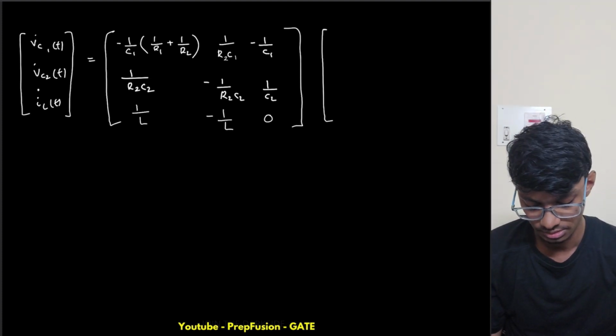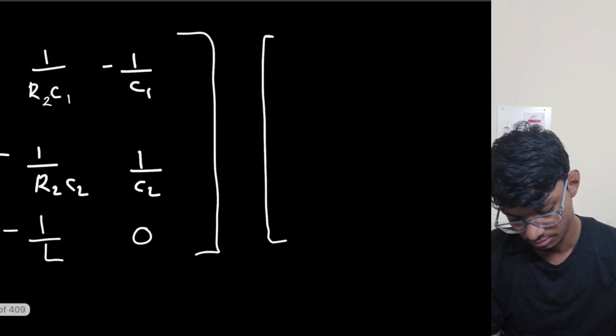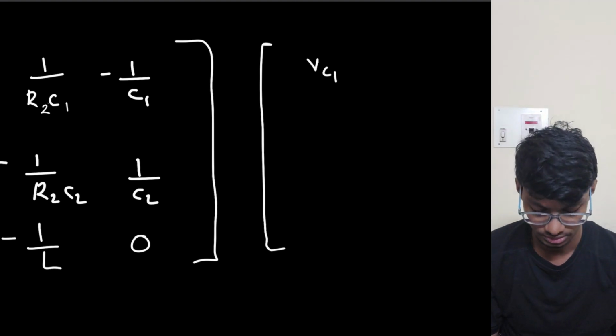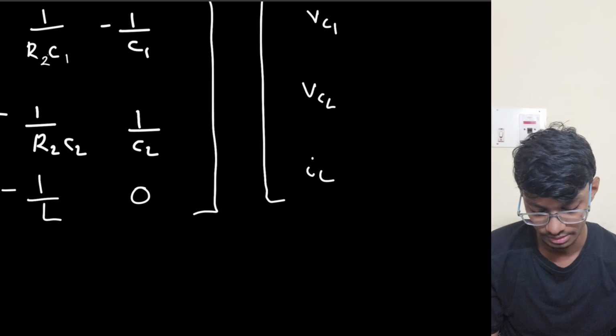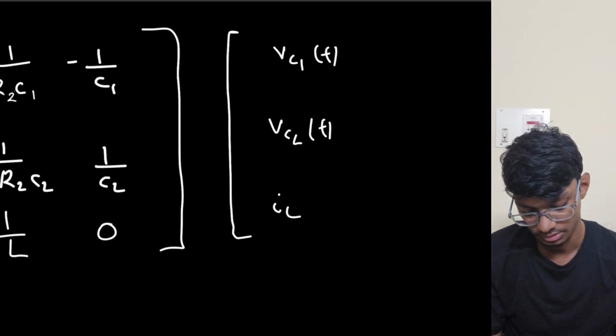And this is my state variable basically. This is my VC1 and this is my VC2 and this is my IL, right? So I hope you are understanding. These are in terms of time only, so I still have to write time only.